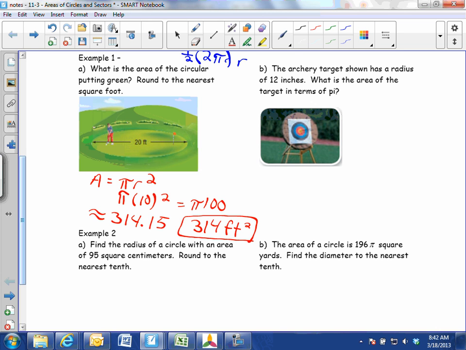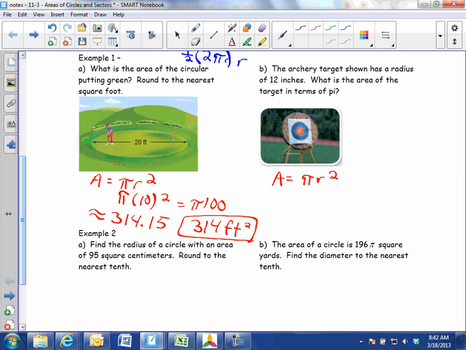All right, let's look at the arbitrary target. It says the arbitrary target shown has a radius of 12 inches. What is the area in terms of pi? Remember, in terms of pi means we are not going to multiply by pi on the calculator. We're going to leave it with that symbol in it, right? Okay, so area is equal to pi r squared.